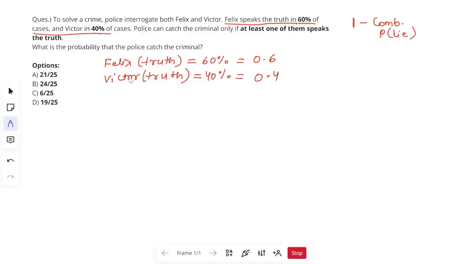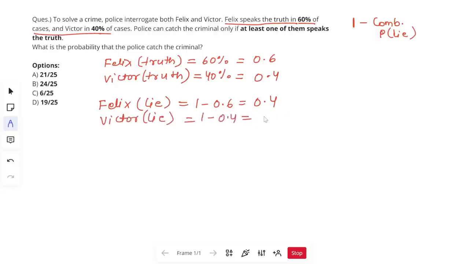So till now we have found the probability of truth for Felix and Victor. Now what we will do is find the probability of lie. So Felix's lie probability is how much? If 0.6 is for truth, the remaining will be lie, which is 1 minus 0.6, and it is going to give us 0.4. In the same way, for Victor, the lie probability is 1 minus 0.4. So this is going to give us 0.6. So we have got the lie probability.